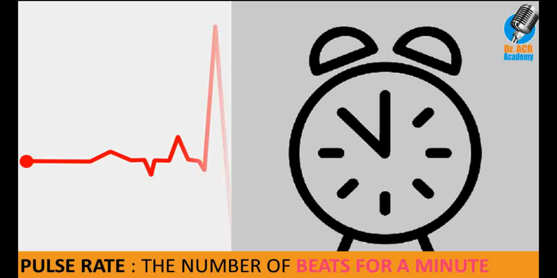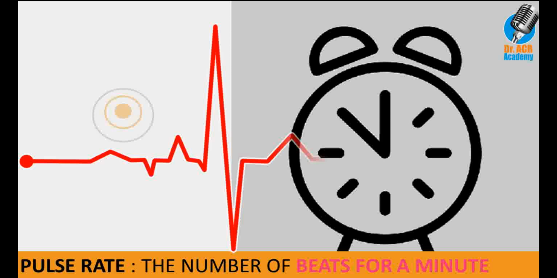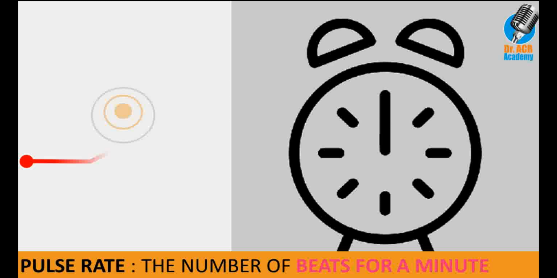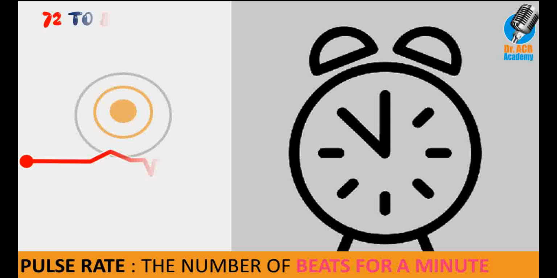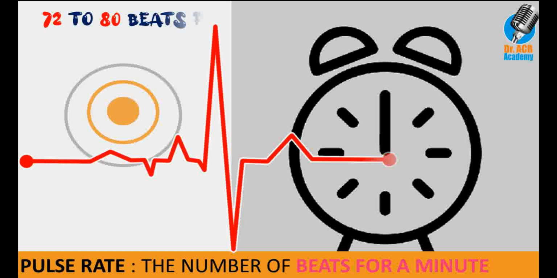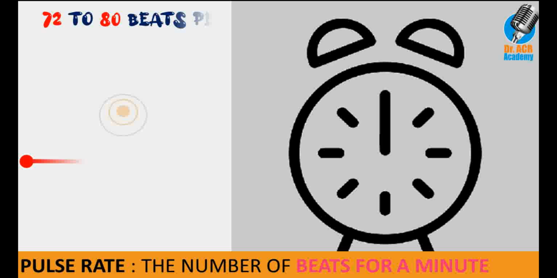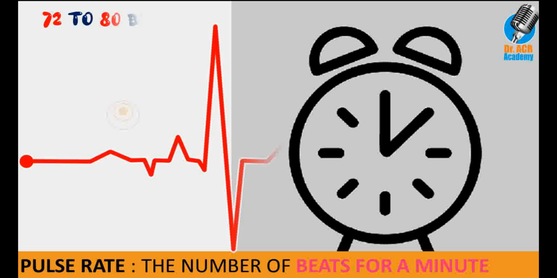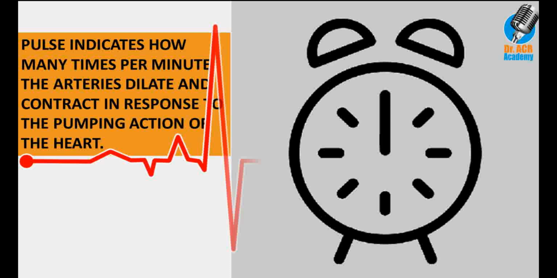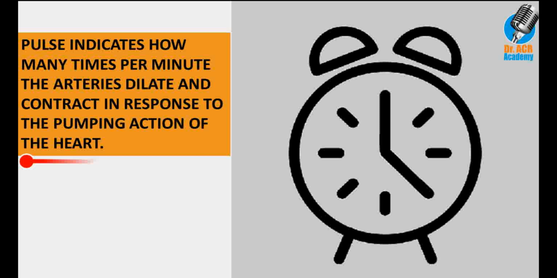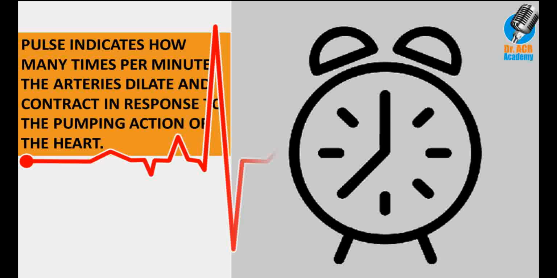Another important point is the number of beats per minute, technically called the pulse rate, which is 72 to 80 beats per minute at rest. The pulse rate is usually the same in the same age group. Pulse indicates how many times per minute the arteries dilate and contract in response to the pumping action of the heart.